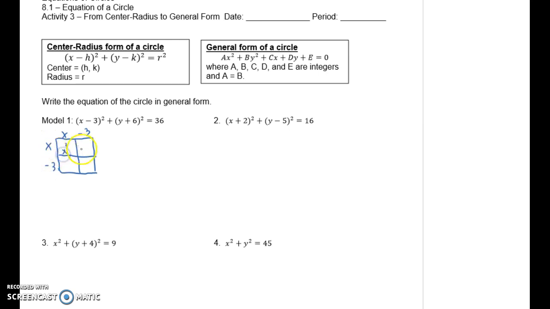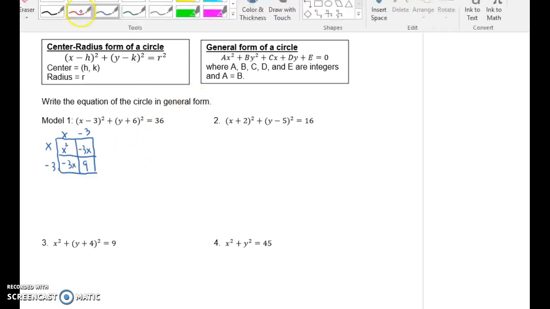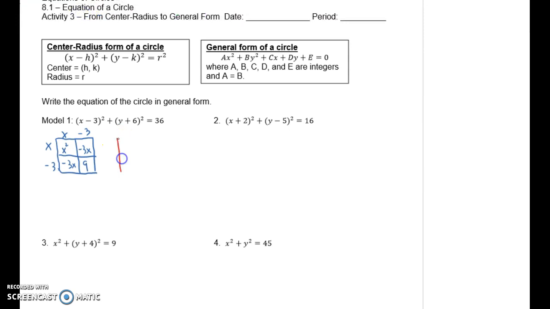So x squared, negative 3x, oops, disappeared on us, and then this is a 9. I'm going to do the same thing with the y's. So y plus 6, y and 6, so that's y squared, 6y, 6y, and 36. So what I want to do then is put that all together.